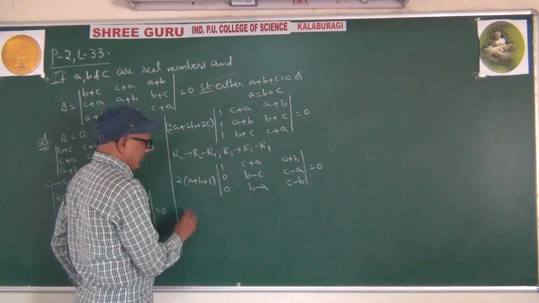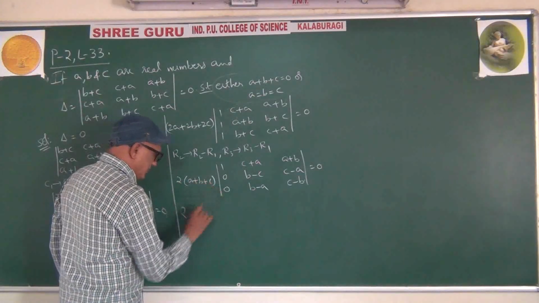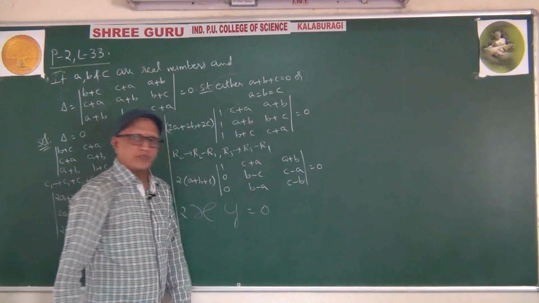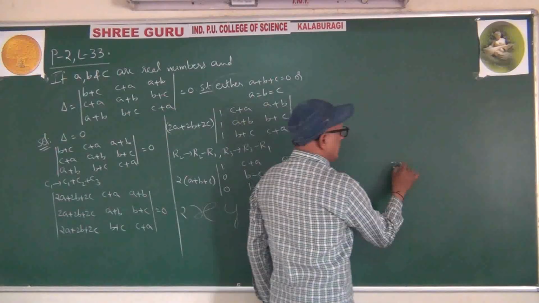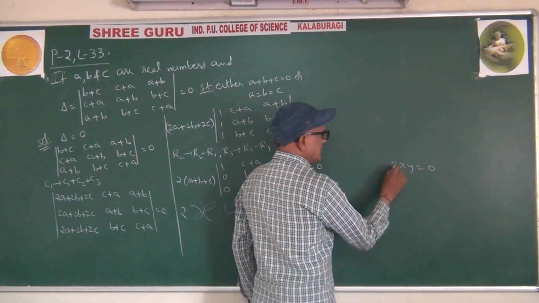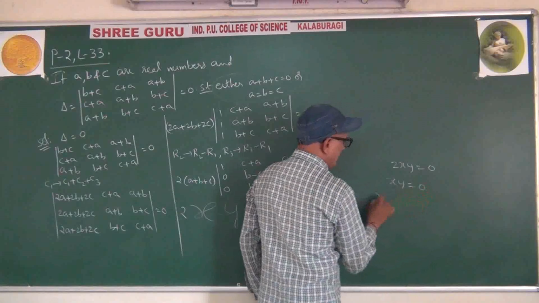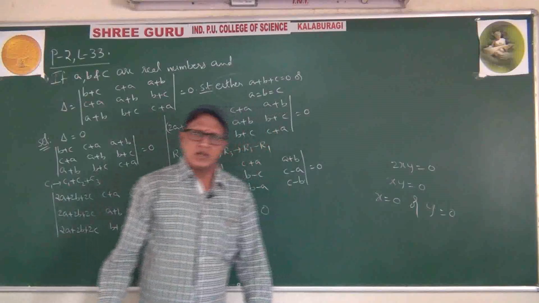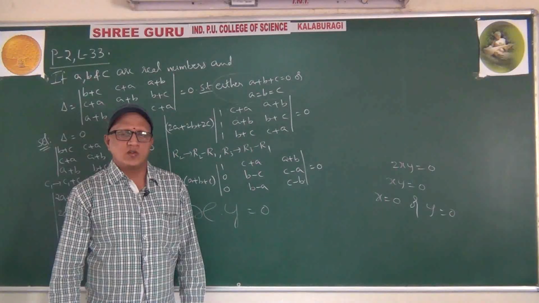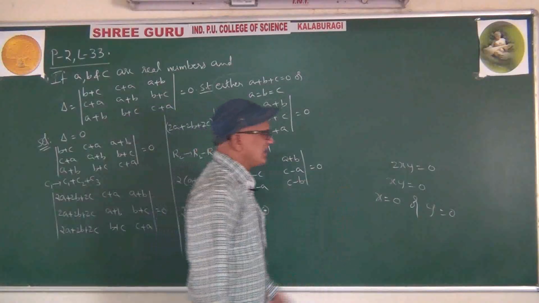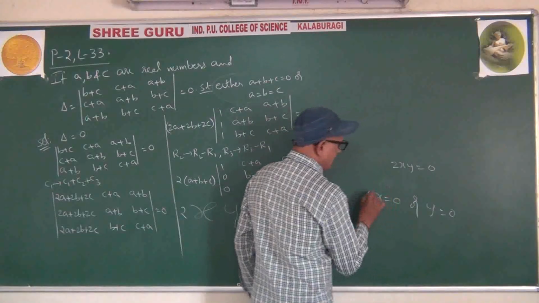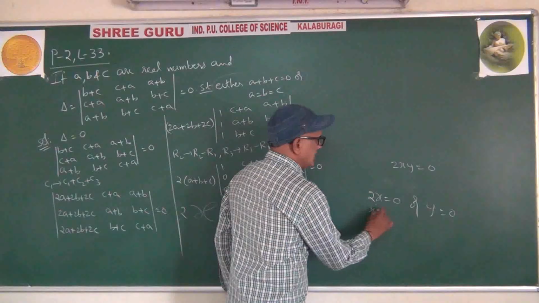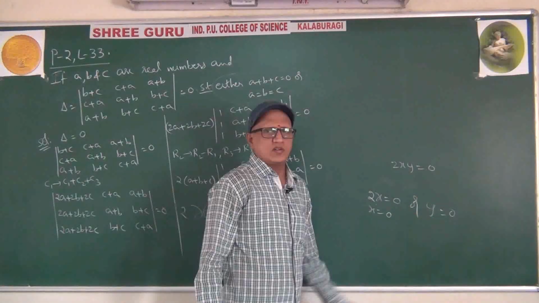So 2 into a plus b plus c into the determinant equals 0. 2xy equal to 0 means xy equal to 0, which means x equal to 0 or y equal to 0. Some people will write it like this also: 2x equal to 0 or y equal to 0. In the next step, x equal to 0 or y equal to 0. That is also okay.